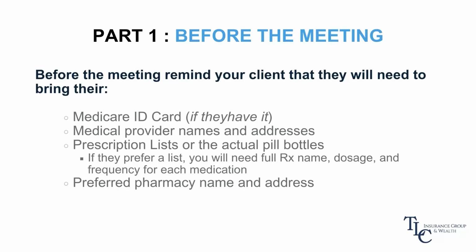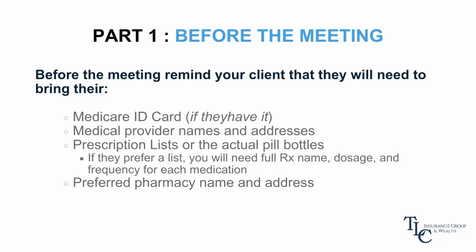Number one, if they have it, is their Medicare ID card. We need that in order to do a plan enrollment. We're going to need to know their Medicare ID number and their Part A and Part B effective dates. If they don't have it, we're going to get into that in a few moments.